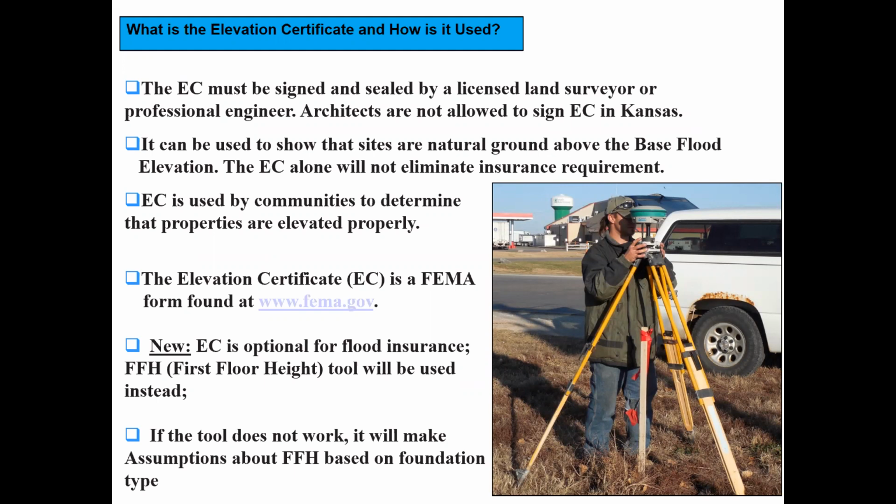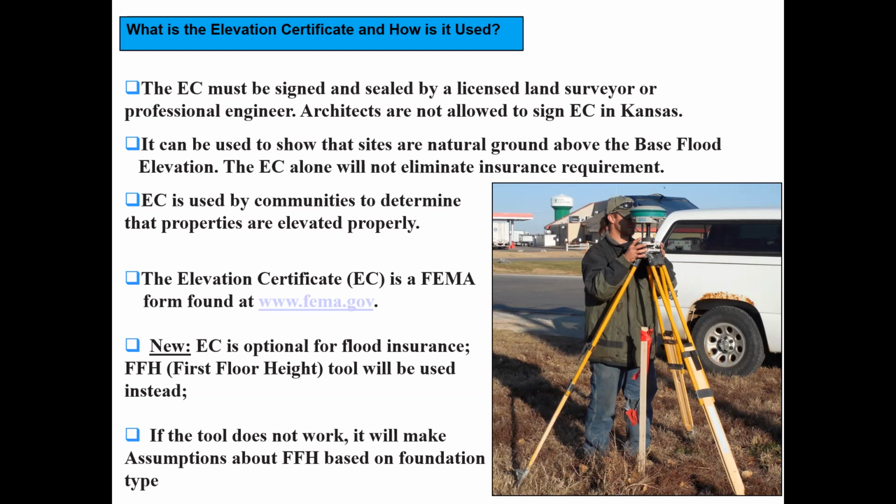So what is the elevation certificate and how is it used? It has to be signed and sealed by either a licensed land surveyor or a professional engineer. Architects are not allowed to sign them in Kansas, even though the certificate instructions say that you can. It's a state-to-state thing. So architects can do floodproofing, but they can't do elevation certificates. We use these to show that sites are on natural ground above the base flood elevation.